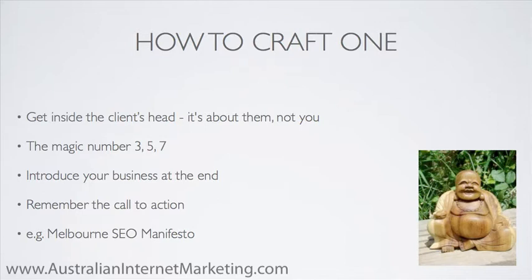The magical numbers, this is just from a copywriting point of view, 3s, 5s and 7s. So if you're going to give 5 reasons why, 3 reasons why, 7 reasons why, they've done testing and those are the numbers that seem to stick out for people. So then introduce your business at the end and remember the calls to action.